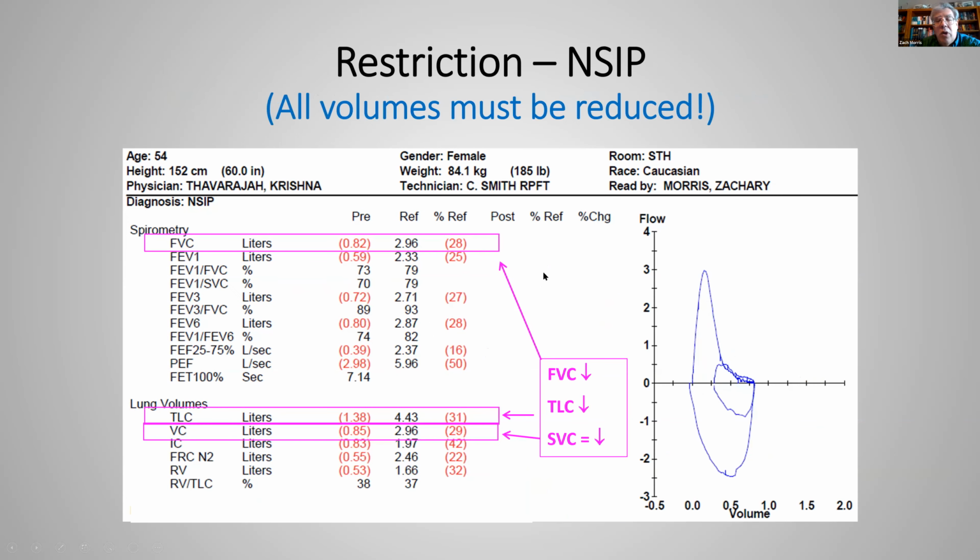Okay, now restriction. Well, our criteria for restriction: all three vital capacities and TLC have to be reduced. Okay, if one is not reduced, then you don't have restriction. You just call what you do see. So to have restriction, everything has to be reduced.